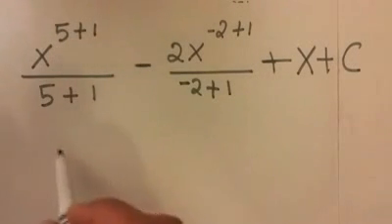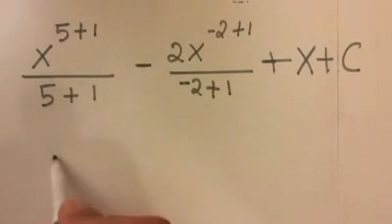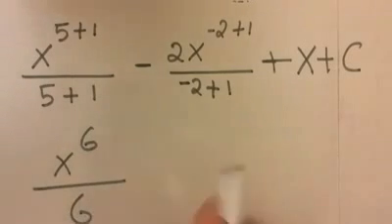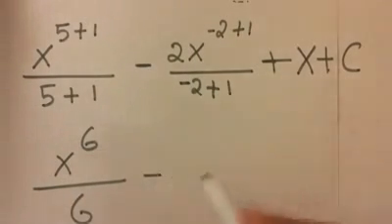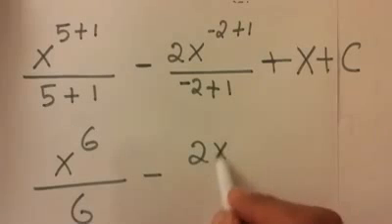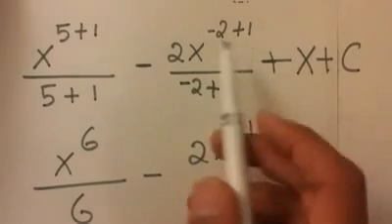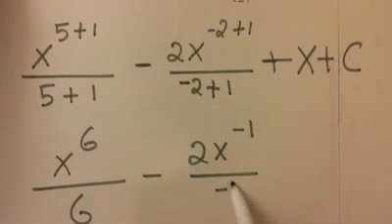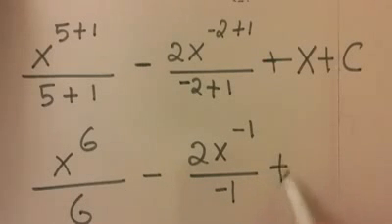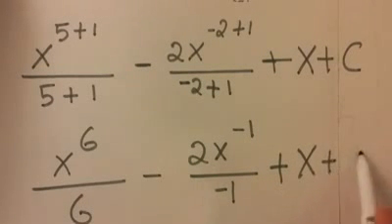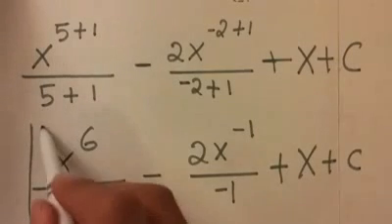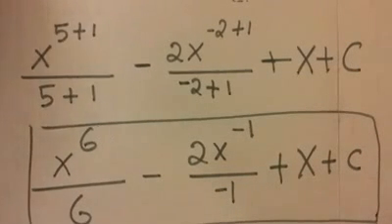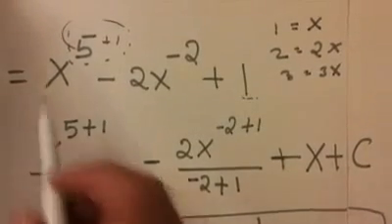So let's simplify all this. So x to the 6th power, divide that by 6, minus 2x to the negative 1 power, because negative 2 plus 1 is negative 1, divide that by negative 1, plus x plus c. So this would be the integral of this function.